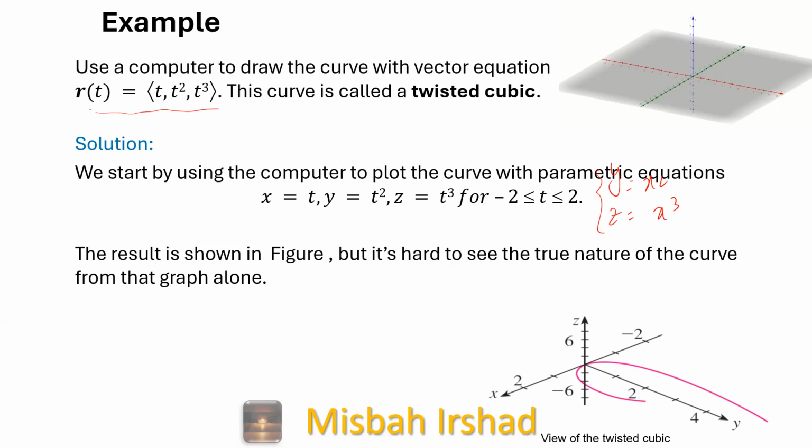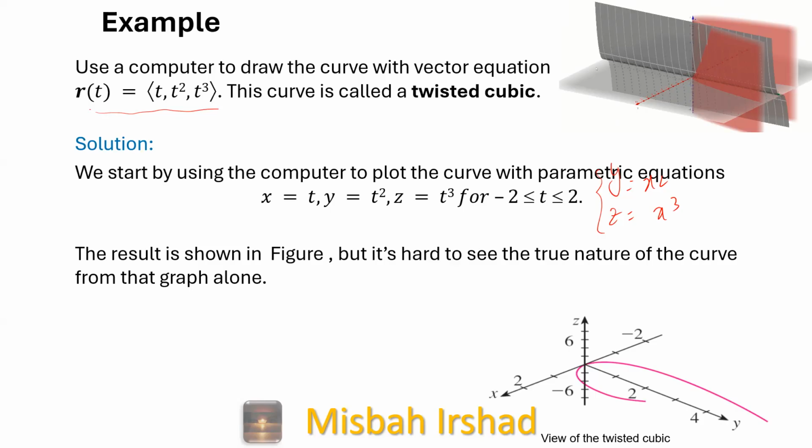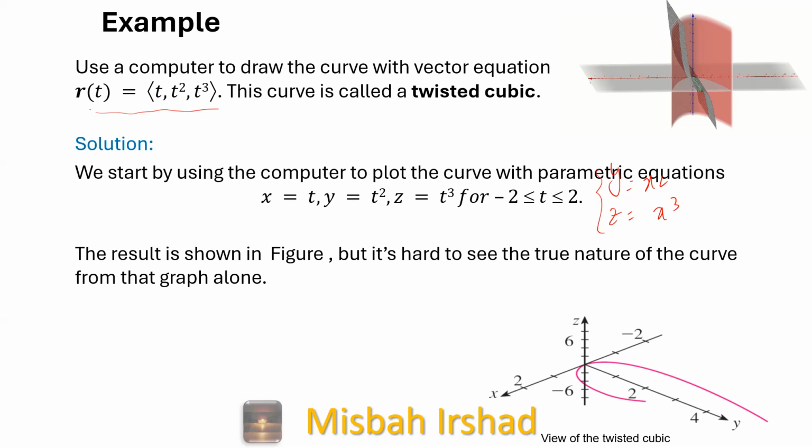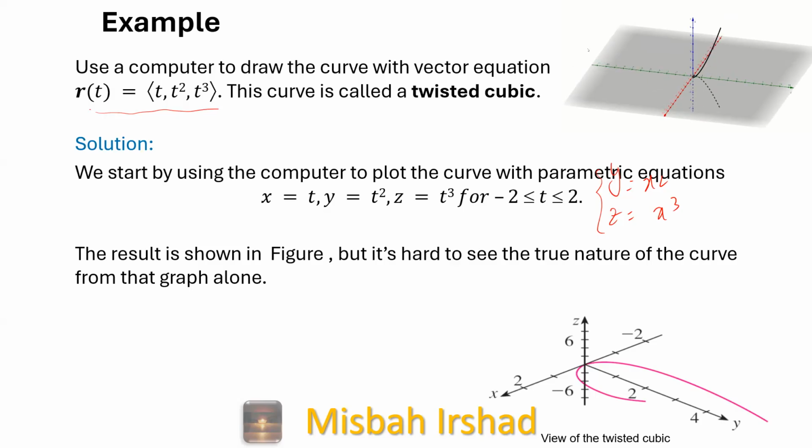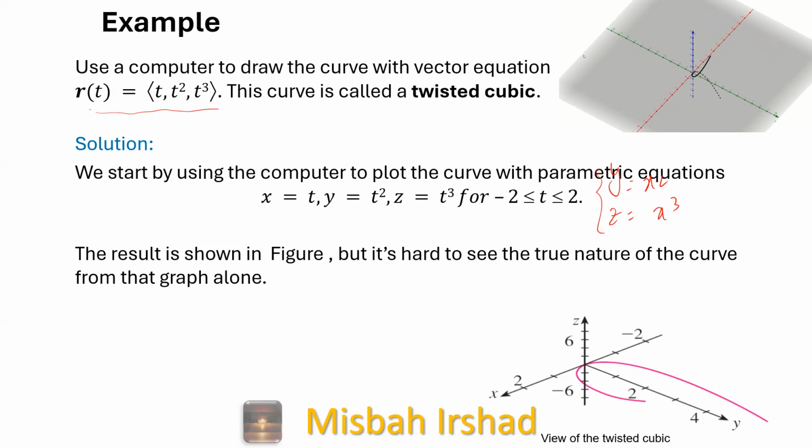Okay, let me show you the GeoGebra drawing of this curve. First of all, let's draw y is equal to x squared. This is the surface y is equal to x squared. And then we'll draw the surface z is equal to x cubed. This is the surface, and the intersection curve is (t, t squared, t cubed). So this is the curve, the twisted cubic. You can also draw and see this curve in GeoGebra.